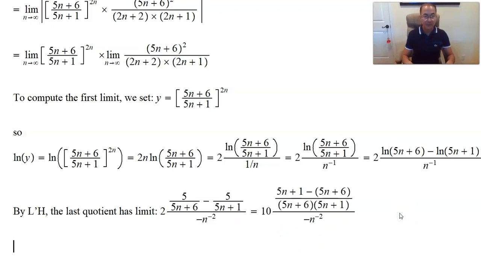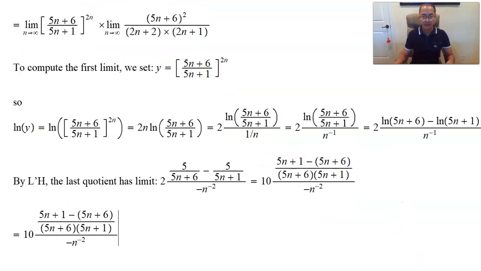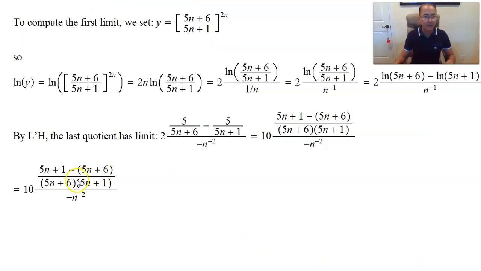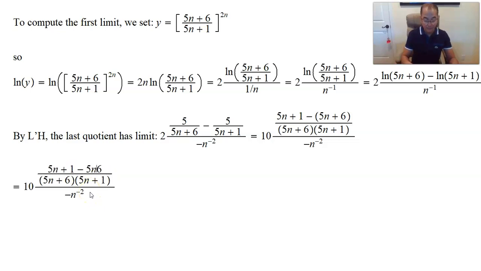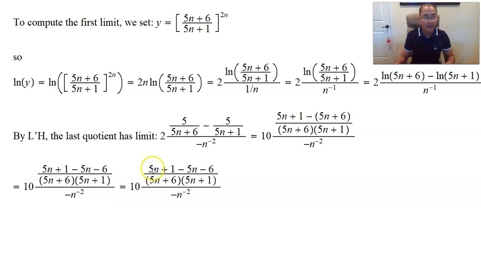Okay, so next step. Simplify. Never underestimate the power of doing the arithmetic and the algebra. Okay, 5n plus 1 minus 5n, careful, minus 6. So the 5n's cancel, and we get 1 minus 6, or negative 5. Okay, but keep going. We can simplify that fraction.